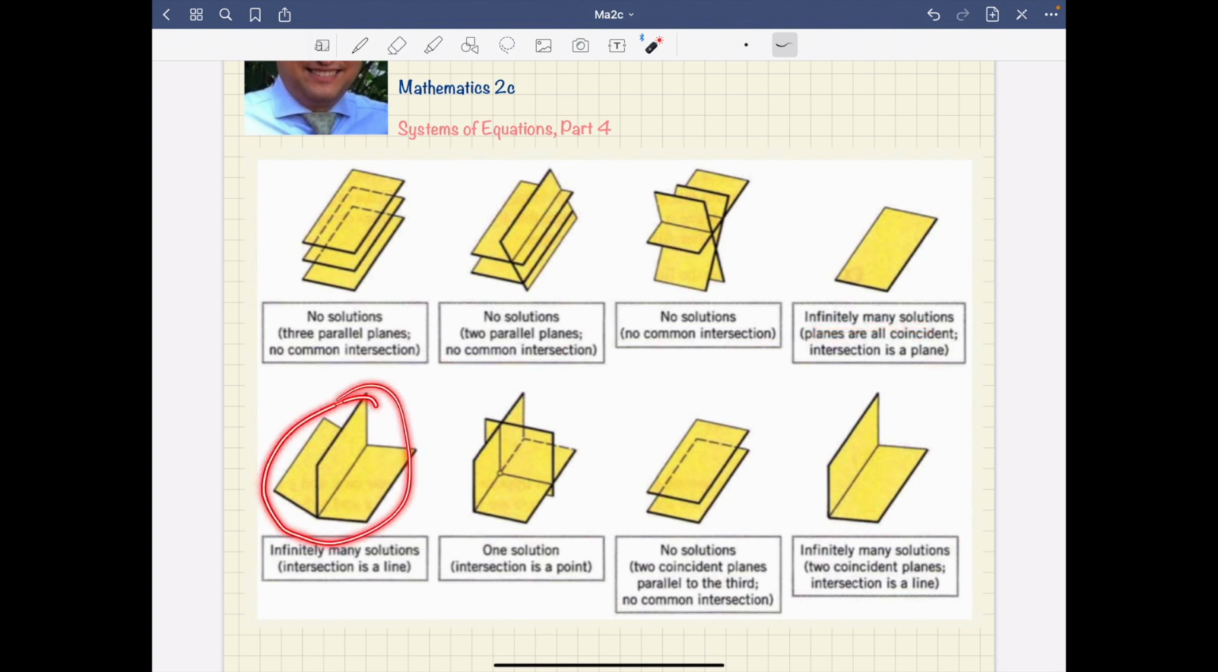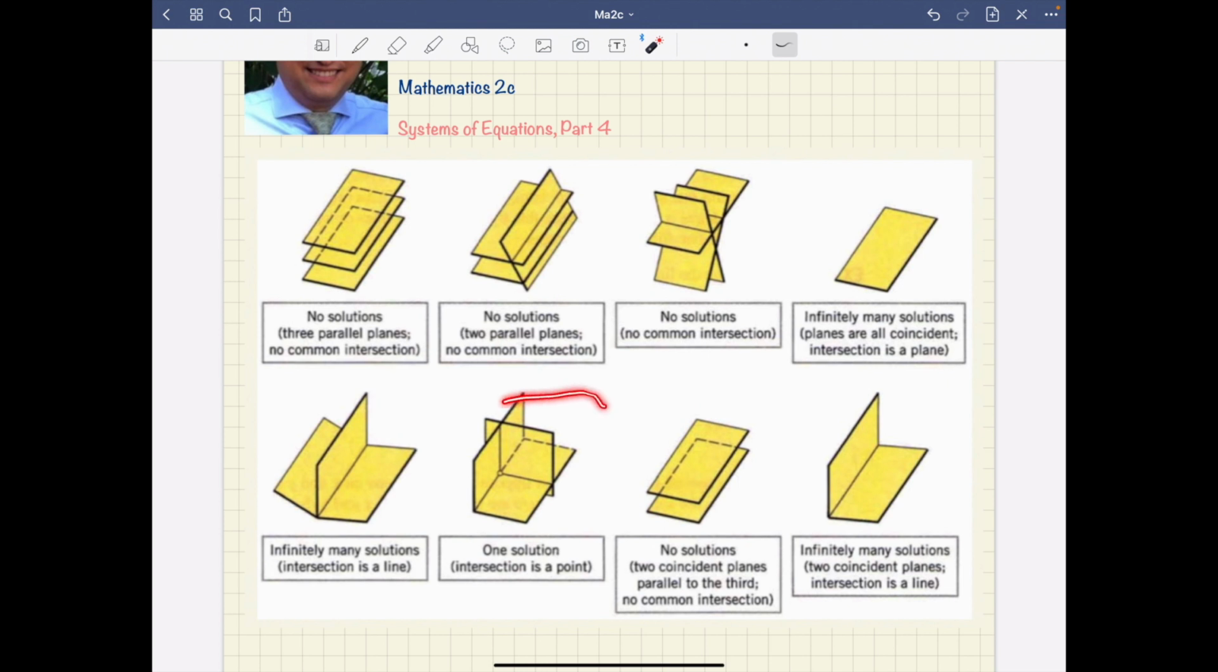And this is like a book, for example, the papers of a book. So how many solutions are there? Infinitely many. All the points on this line of intersection lie simultaneously on all those 3 planes. So I have infinitely many solutions.